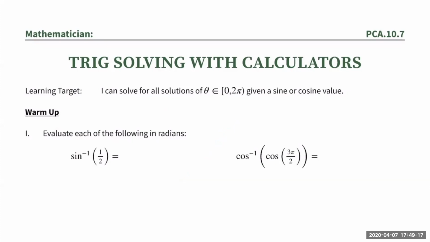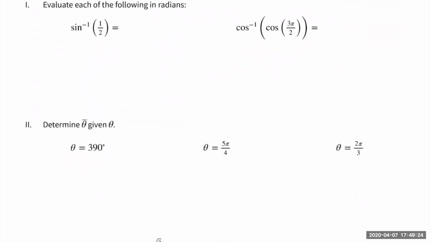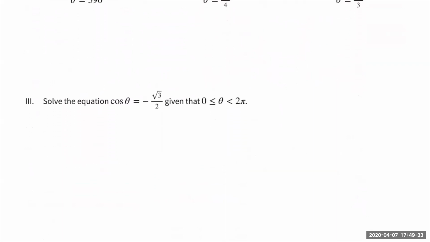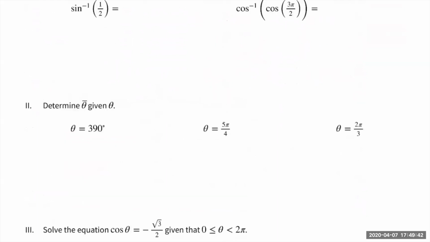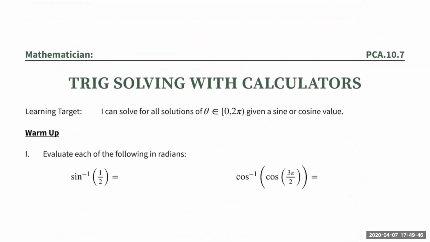All right, before we get into it, though, you've got a few warm-ups to do here. So evaluate each of these expressions in radians. And then number two, given theta, can you determine the reference angle? Remember that notation, theta bar. And then solve the equation cosine of theta is equal to negative root 3 over 2, given that theta is in the first positive rotation. All right, so go ahead and just take a minute and try these problems out on your own.